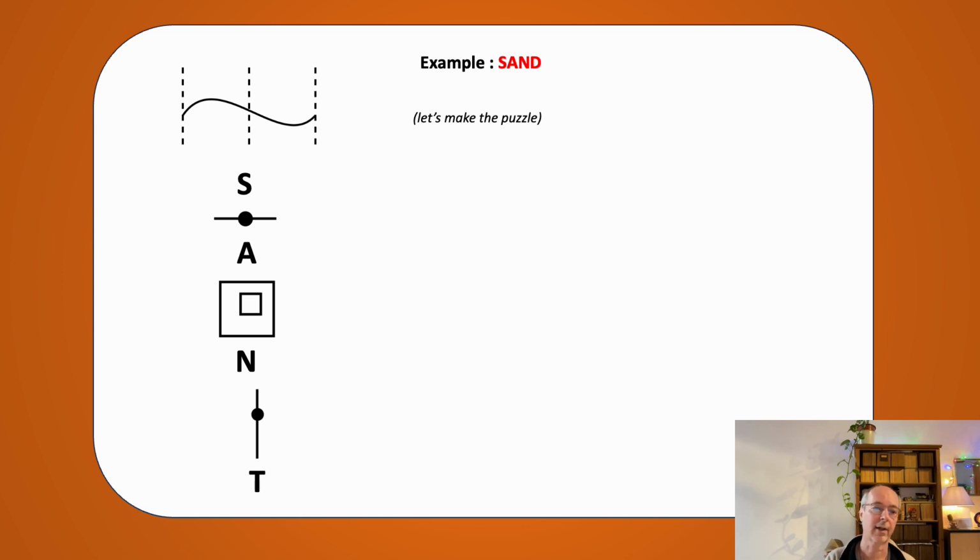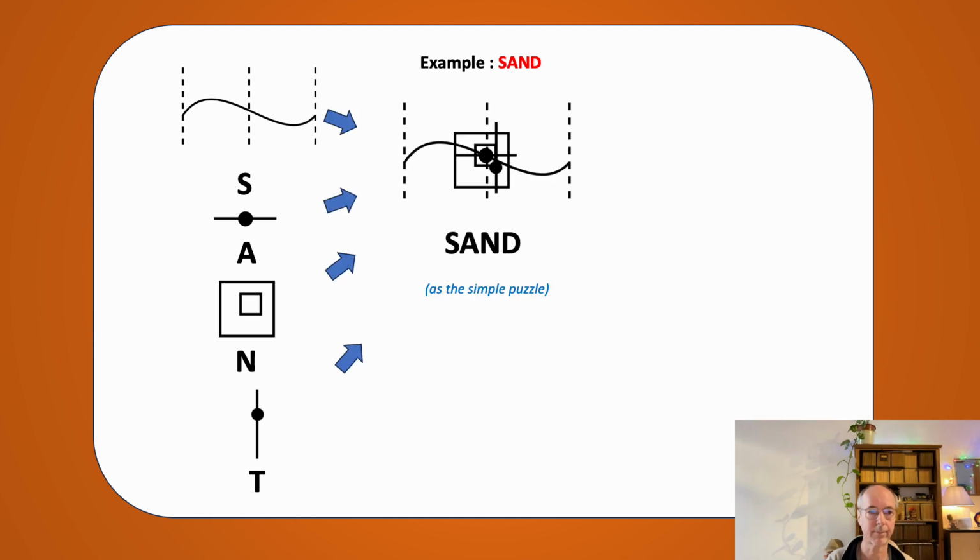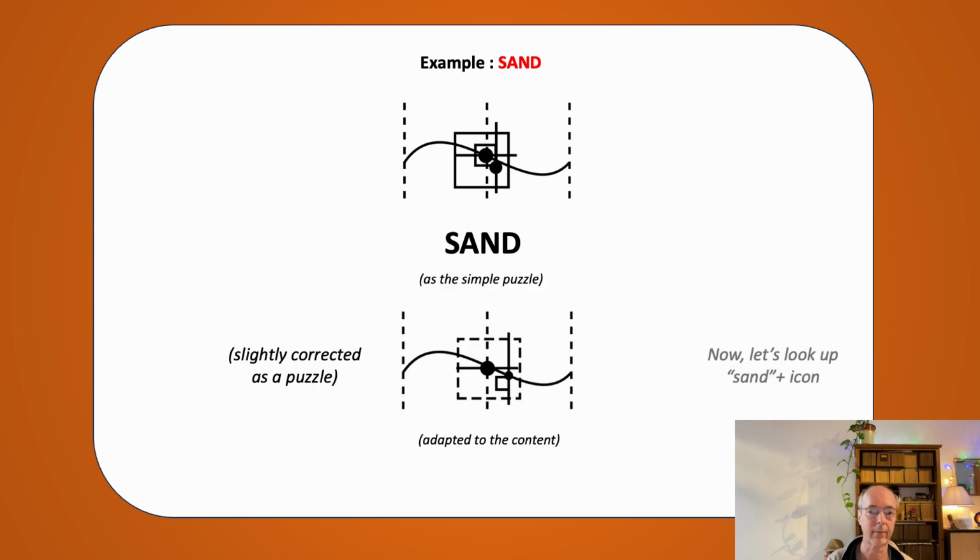So let's take STRAND. These are the letters that we will use, and we simply use them as a puzzle this time. Let's put them together in the right order, and I have the very simple puzzle of STRAND. And if I adapt it a little bit to the content that I have, the form underneath is a slightly corrected puzzle.